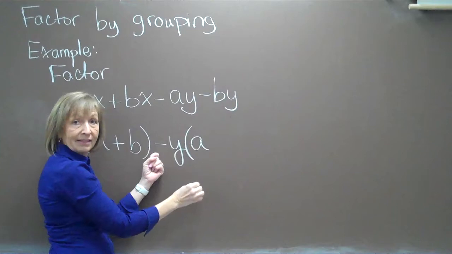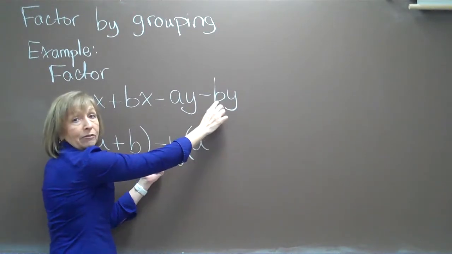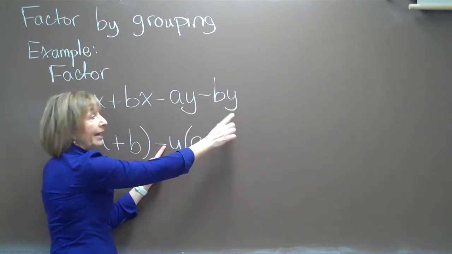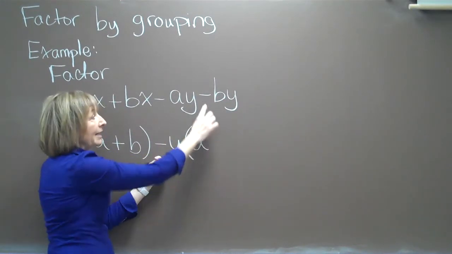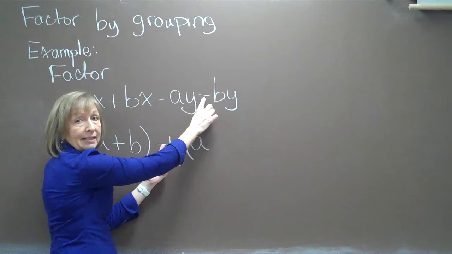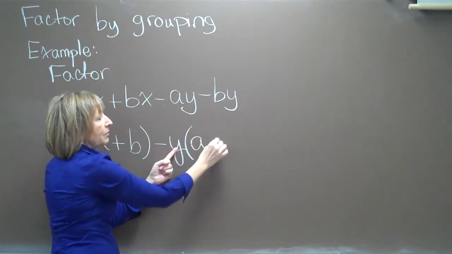And then negative by divided by negative y, negative divided by negative is positive, and I divided out the y, so I get a plus b.